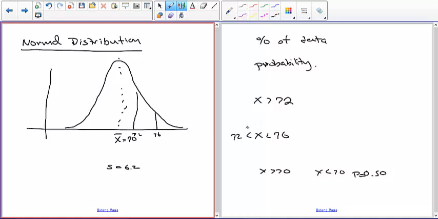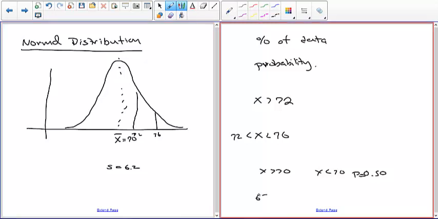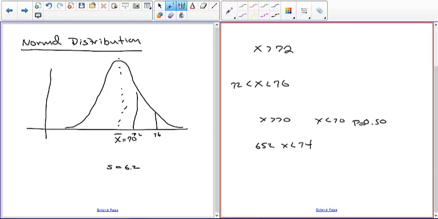And understand it enough that you can do it without having to have the video, because it's a test. The only other one that I haven't mentioned here was between two values, where the two values are on either side of the mean. So if you said 65 to 74, there you add them. So here, let's just talk about this one.